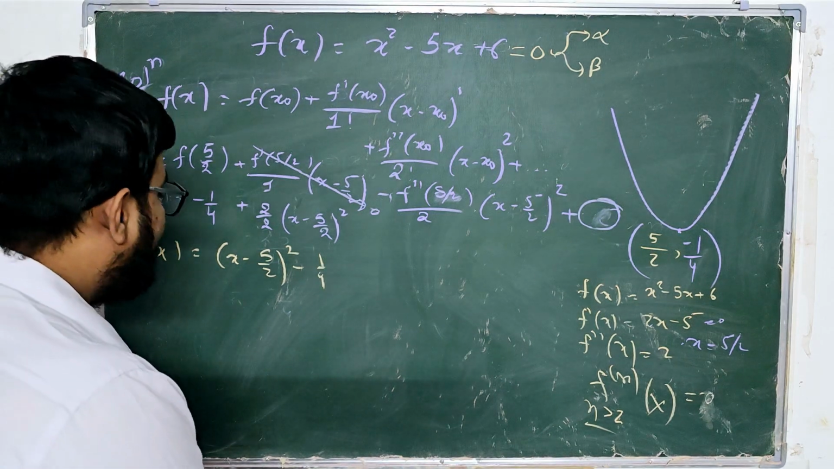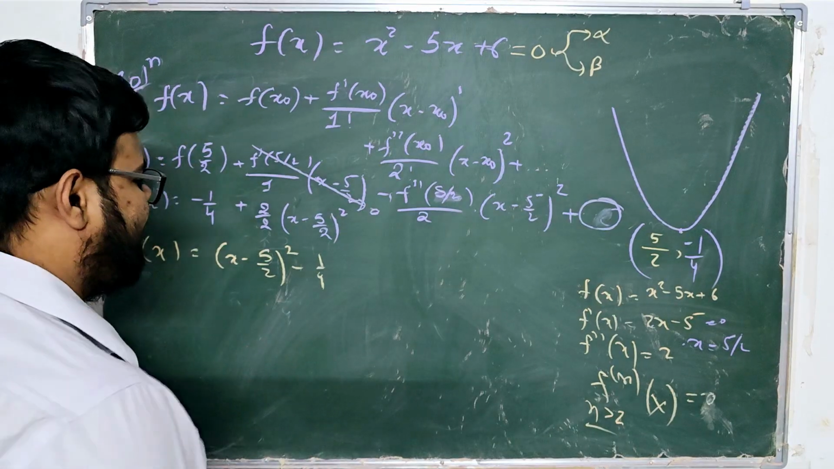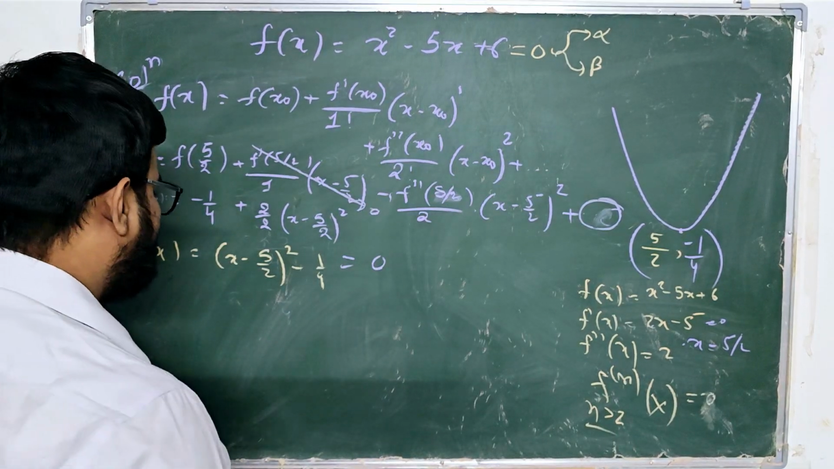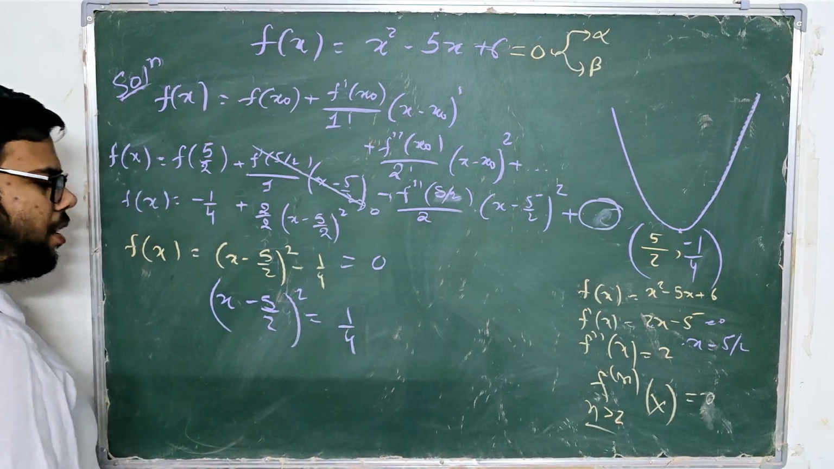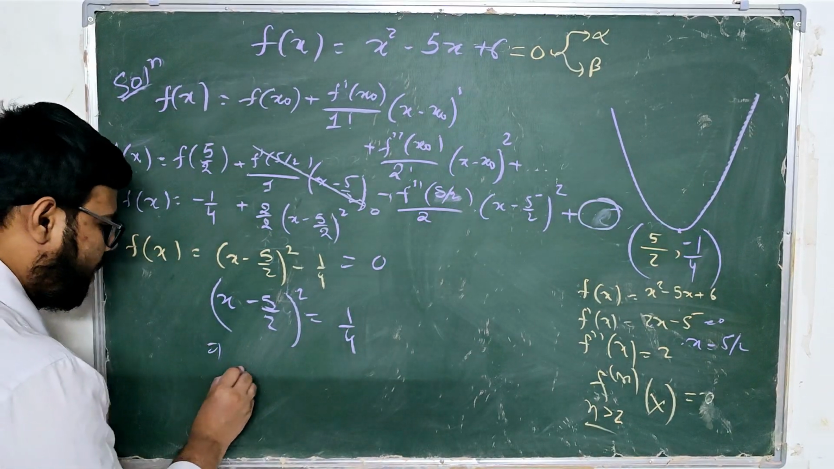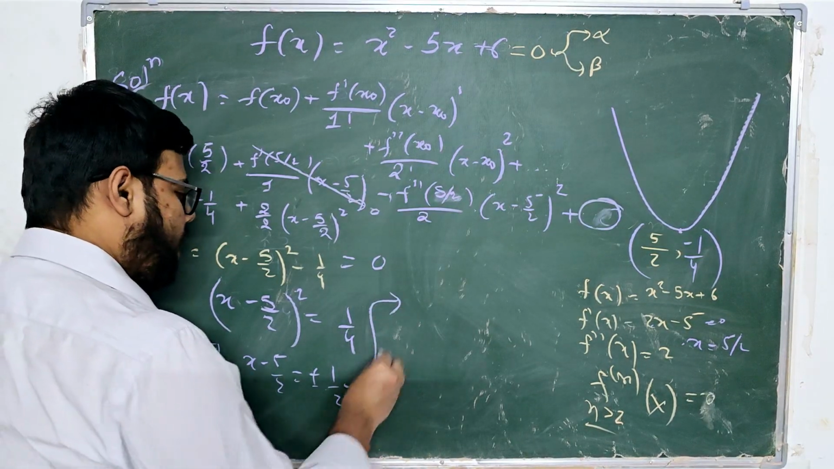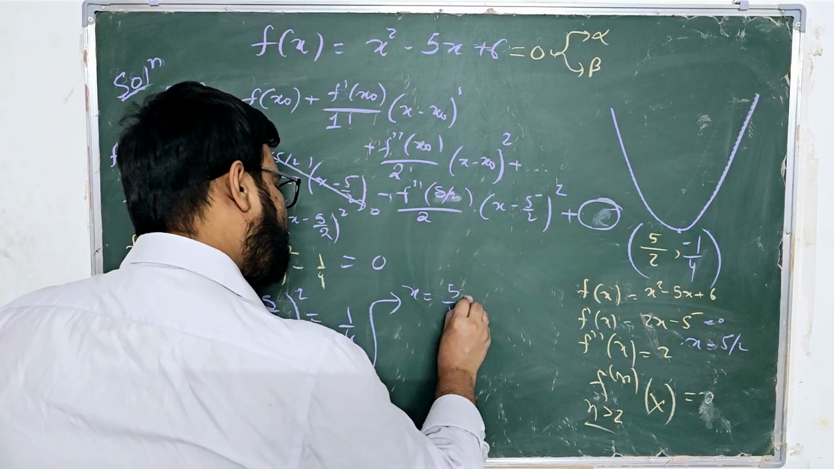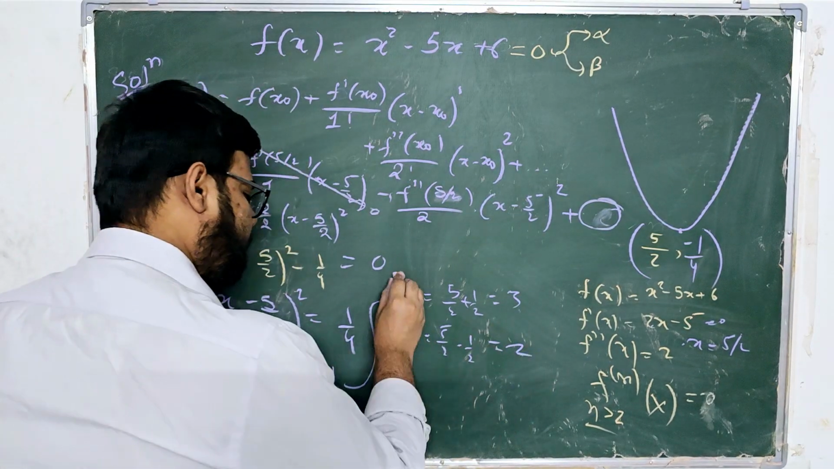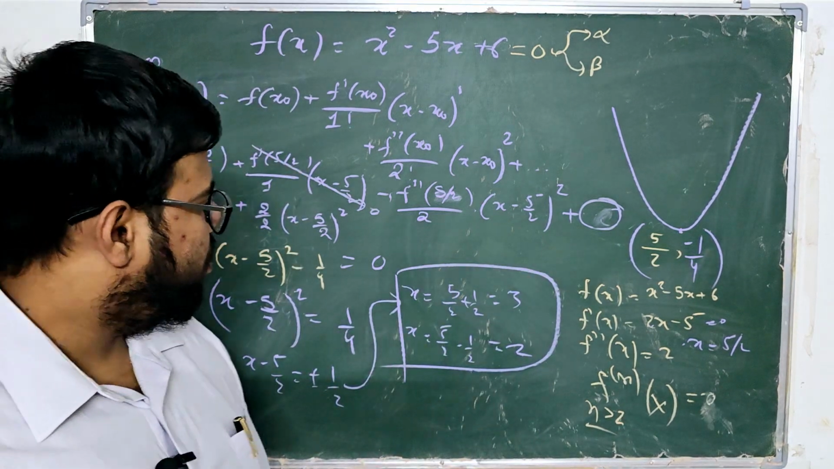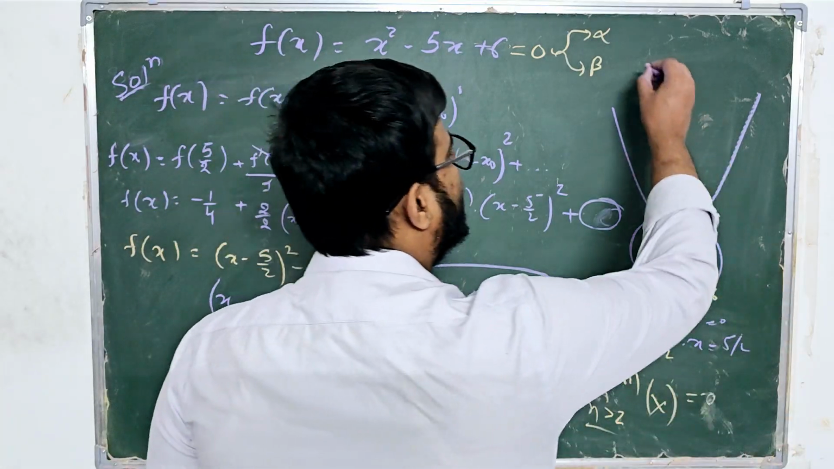Correct? Okay. And now we want it equal to 0. We want to find the root, so we have to set it equal to 0, right? Okay. So set it equal to 0, you will get (x minus 5 by 2) whole square is equal to 1 by 4. Now let's take a square root both sides. You will get x minus 5 by 2 is plus minus 1 by 2. So from here you will get x is 5 by 2 plus 1 by 2, or x is equal to 5 by 2 minus 1 by 2, which is 3 or 2. So alpha is equal to 3 and beta is equal to 2. So basically the roots are 2 and 3.